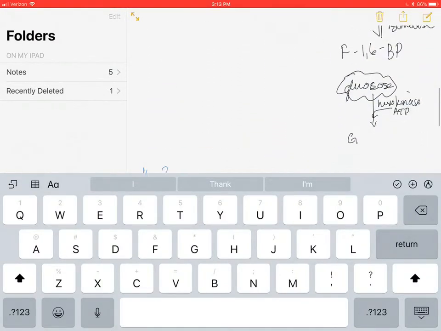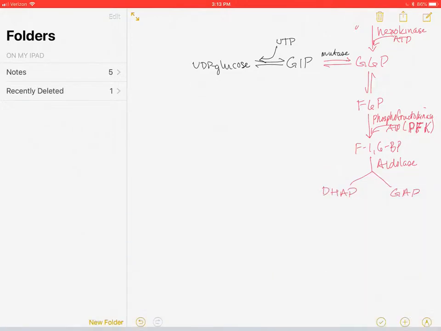And my goodness, I keep on touching this and messing it up.